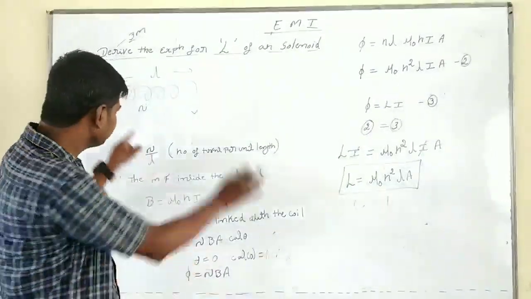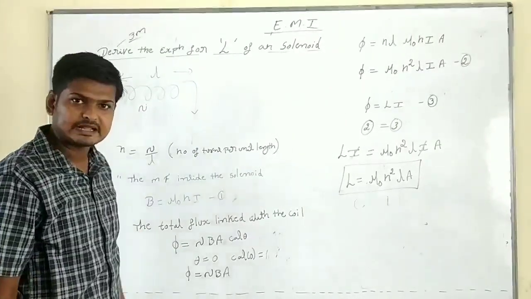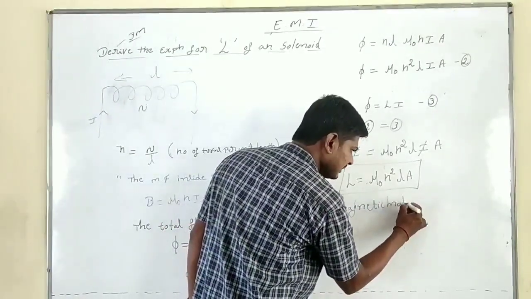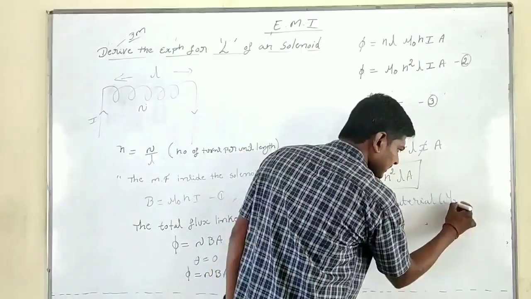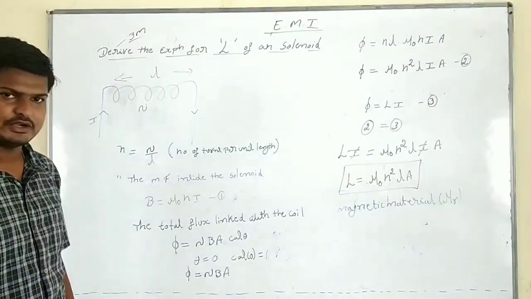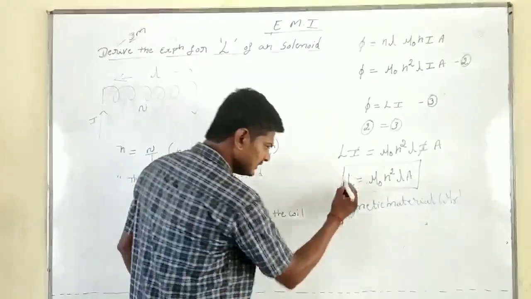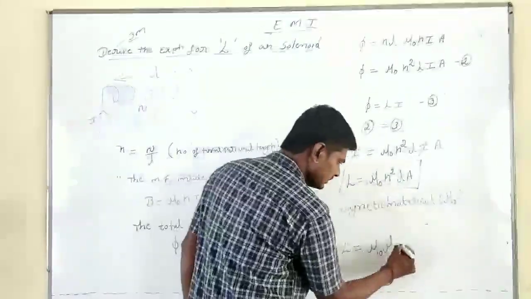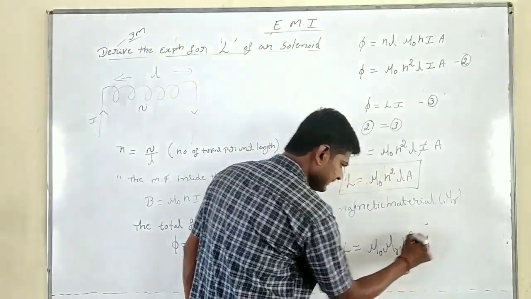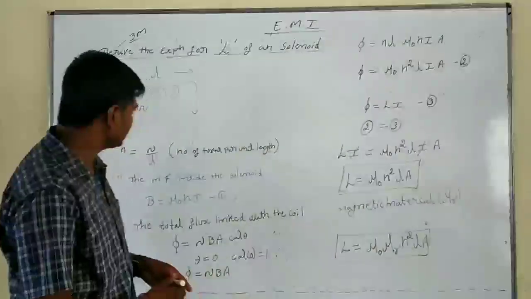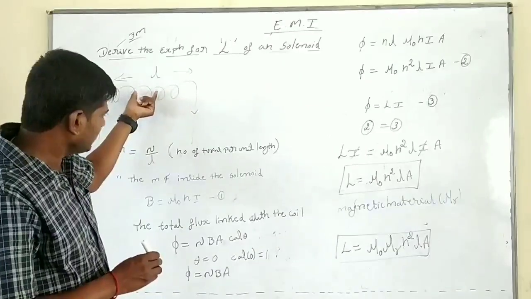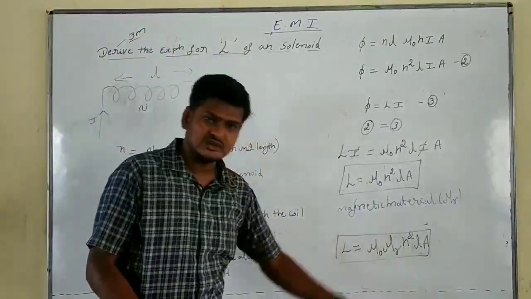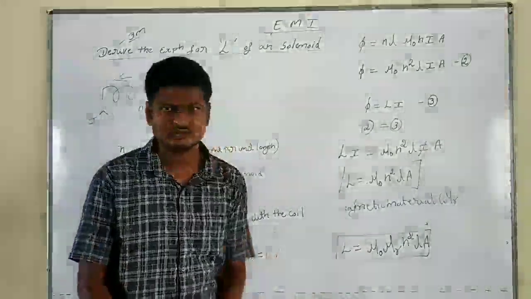Now, inside the solenoid, I am going to place a magnetic material of relative permeability mu r. When I place it, what will happen? The L is going to become mu naught mu r n square L A. Why? When I place a magnetic material, the magnetic field strength produced increases. When the magnetic field strength increases, the self-inductance also increases.